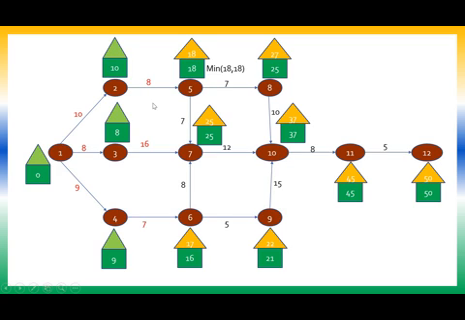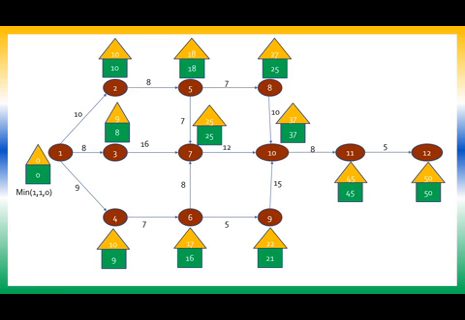18 minus 8, you will get a 10. Here 25 minus 16, you get a 9. Here 17 minus 7, you get a 10. Right? Now here, once again, I have three values. Out of that, the minimum has to be taken. So 10 minus 10, 0. 9 minus 8, 1. 10 minus 9, 1. Out of all these three values, which is the minimum? 0. So I put 0 there.